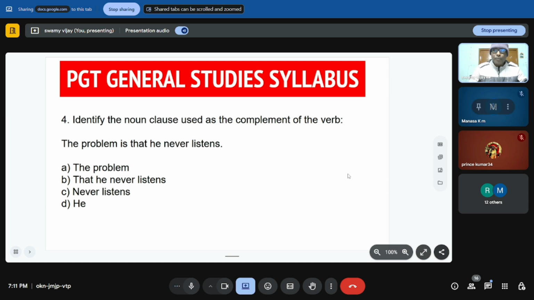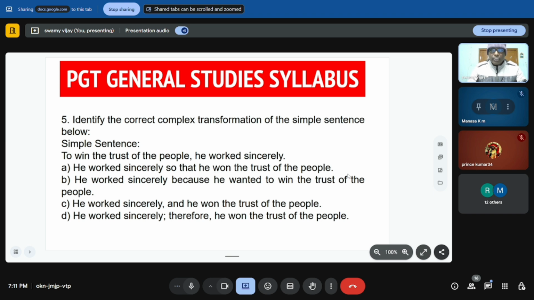Fifth question and last question. Identify the correct complex transformation of the simple sentence below. So one simple sentence is given. To win the trust of the people, he worked sincerely. Maybe this sentence also came from my mind today. To win the trust of the people, he worked sincerely.